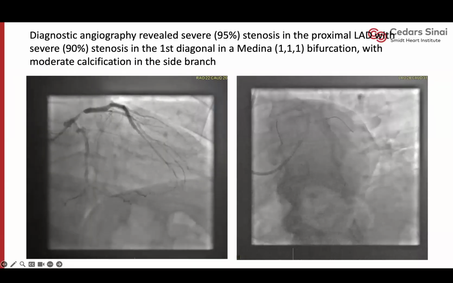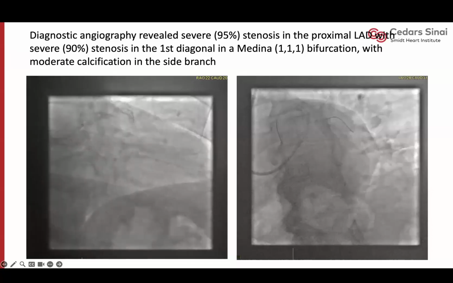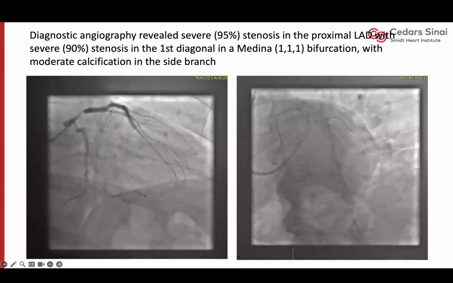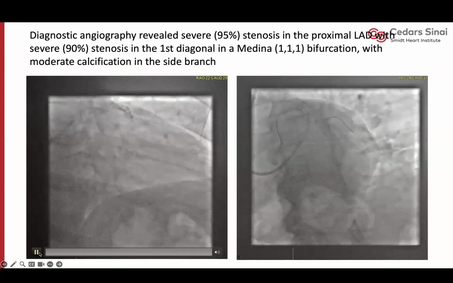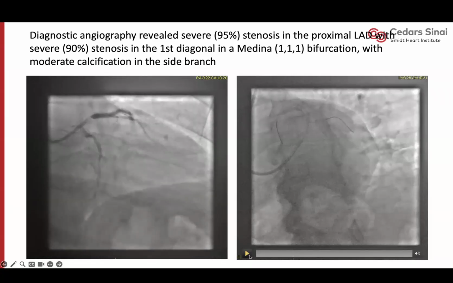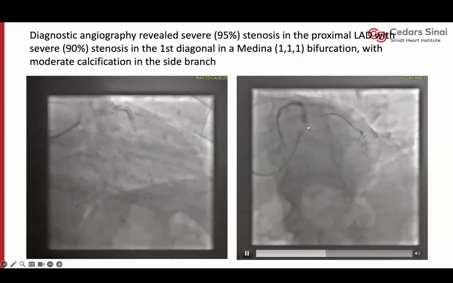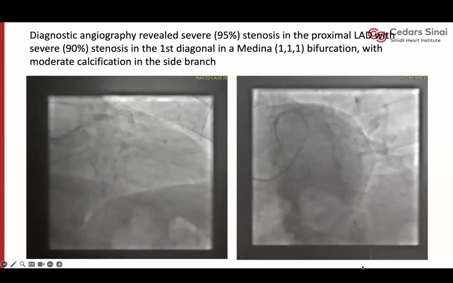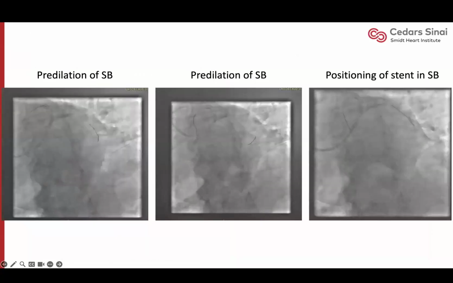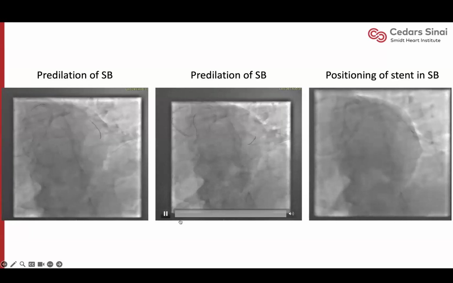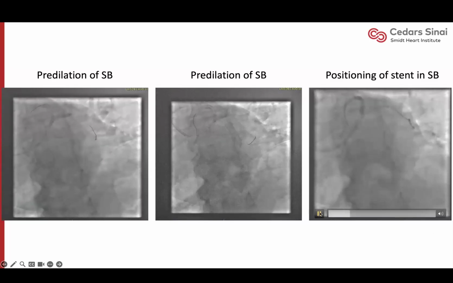In this angiogram that we did, we found severe 95% stenosis in the proximal LAD with severe 90% stenosis in the first diagonal at a Medina 1-1-1 bifurcation with moderate calcification in the side branch, and giving you 2 different views of this very severe bifurcation over here. So we performed predilation of the side branch, and then we did predilation of the other branch, and then we positioned a stent in the side branch.